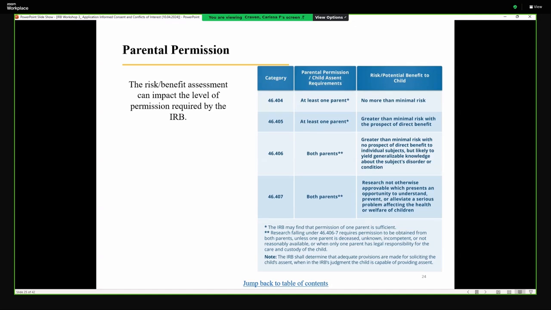And then if it is research that is high risk, there is not a lot of opportunity. It can still be approved by the institutional review board, but again, it does have to be both parents when possible.